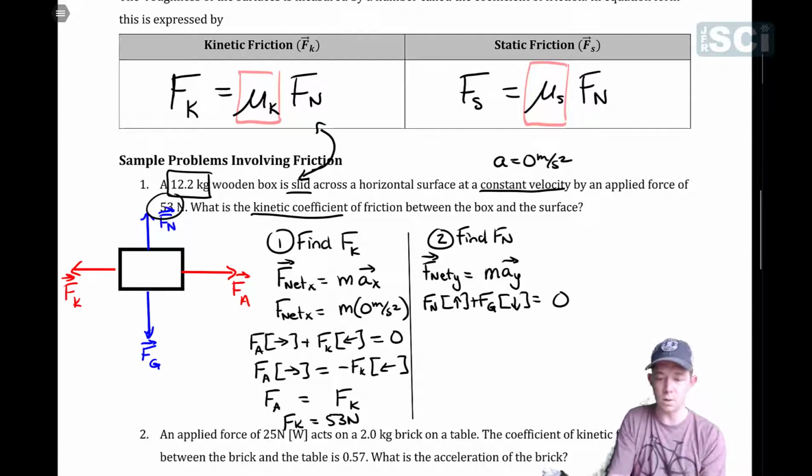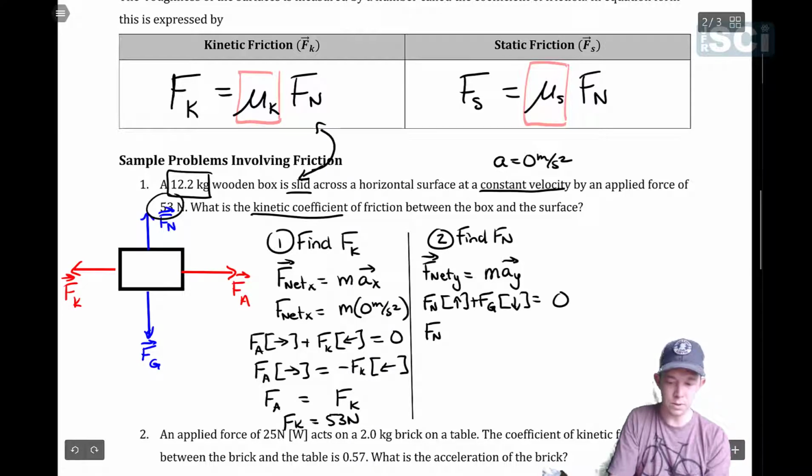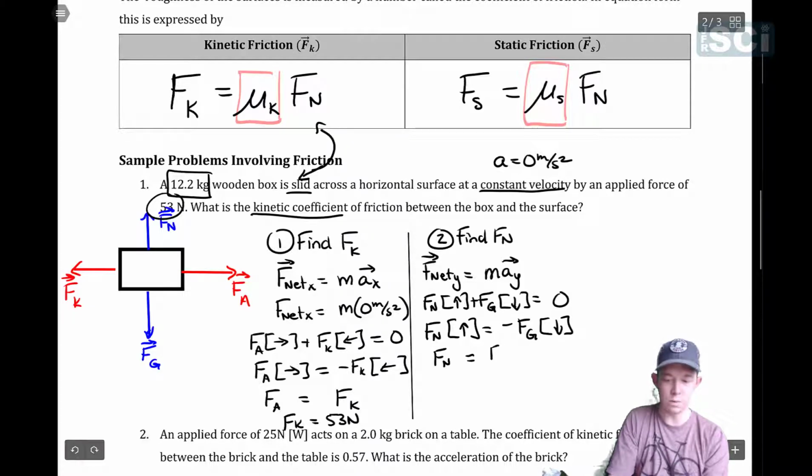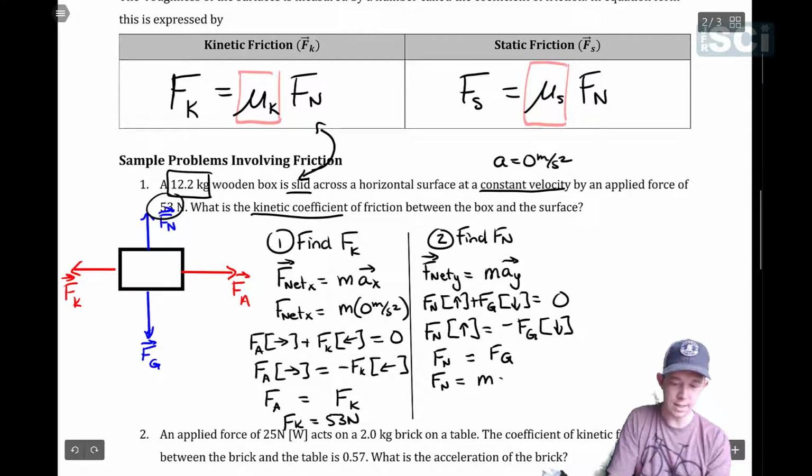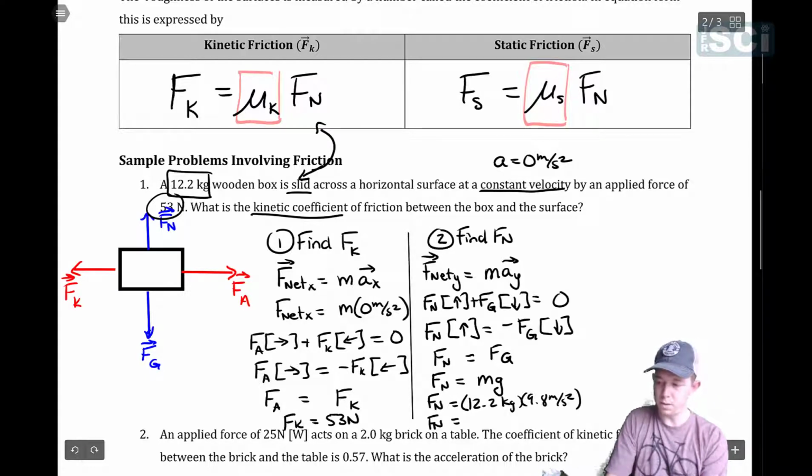The net forces are adding to 0, which tells me the normal force acting upwards is equal to the negative of the gravitational force acting downwards. In magnitude, that tells me that the normal force is equal to the gravitational force. And we know from a previous lesson that I can calculate the gravitational force as the mass multiplied by the gravitational field intensity, which tells me that my normal force is equal to the mass, 12.2 kilograms, multiplied by 9.8 meters per second squared. And that, if we work that through, gives me a force of 119.56 newtons.